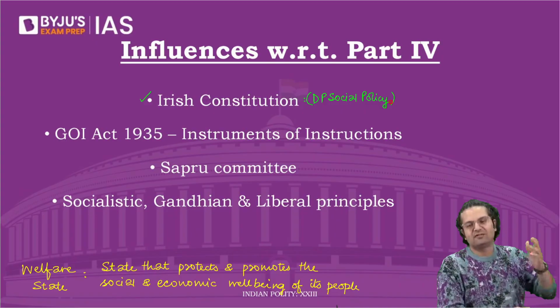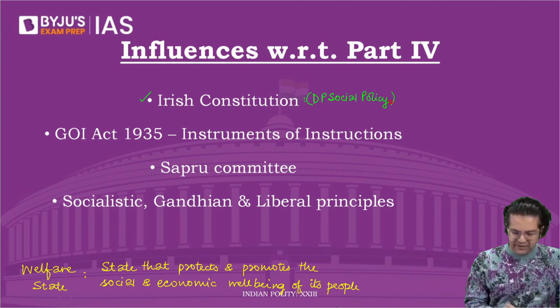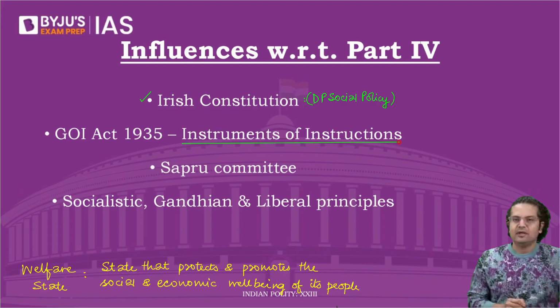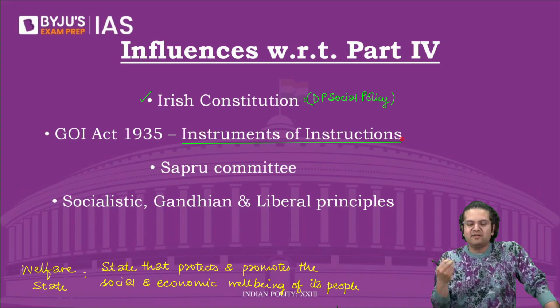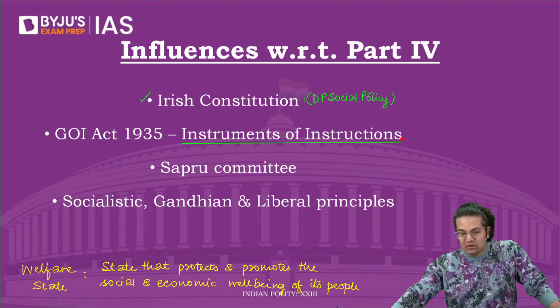Apart from this, we also saw the Government of India Act 1935. In a history class, we'll be looking at it. In the Government of India Act 1935, you have the instrument of instructions. Instructions for the state, what kind of policies to make. Then the Sir Tej Bahadur Sapru Committee.